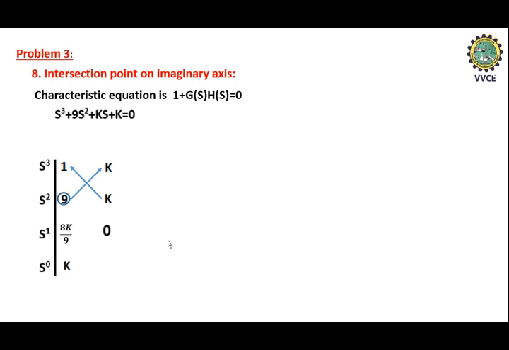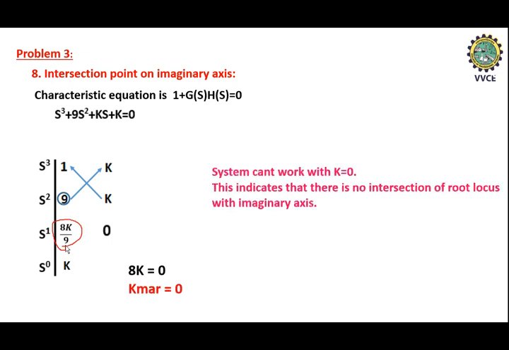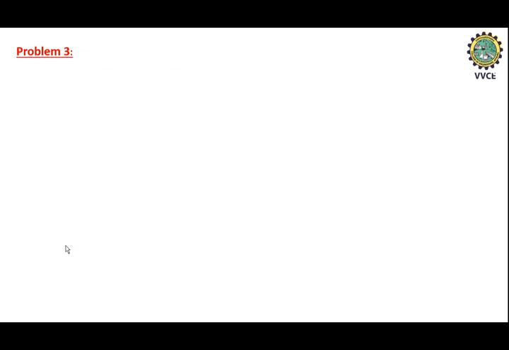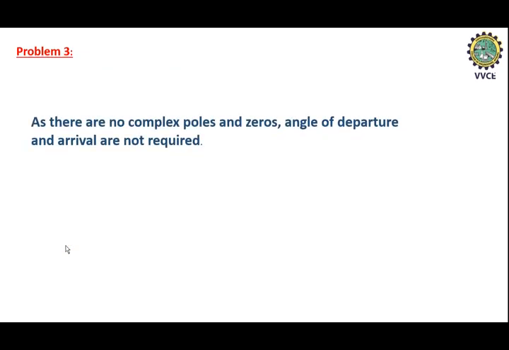In order to find out the marginal k value, you need to equate the term with the k to 0. But here if you equate 8k by 9 to 0, you will be getting the marginal value as 0. But the system cannot work with k equal to 0, so it is invalid. This indicates that there is no intersection point of the root locus with the imaginary axis. So you can't consider any intersection point on the imaginary axis. We need to leave this step and move on to the next step. As there are no complex poles and zeros, the angle of departure and arrival are not required because all the poles and zeros are real.